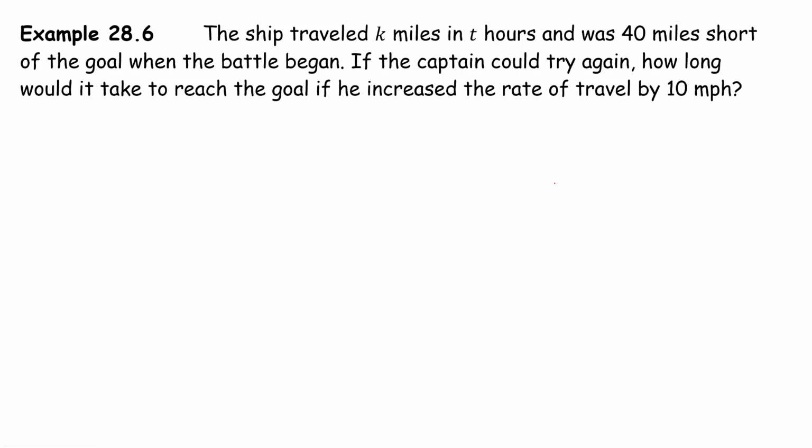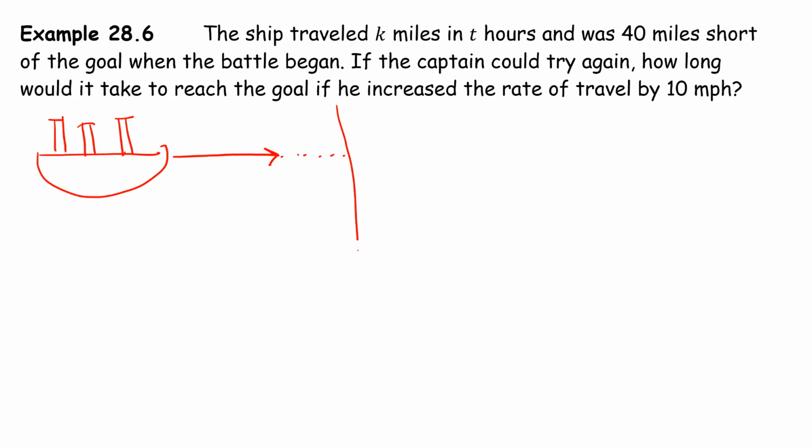Okay, here's another situation. The ship traveled k miles in t hours and was 40 miles short of the goal. All right, so I'm just going to draw a picture here just to make sure. Oh gosh, that's not a ship. This kind of looks like a cruise ship, so it's not really the kind of ship we're talking about. But anyway, it's 40 miles short of where it's supposed to get. All right, so again, rate times time equals distance.